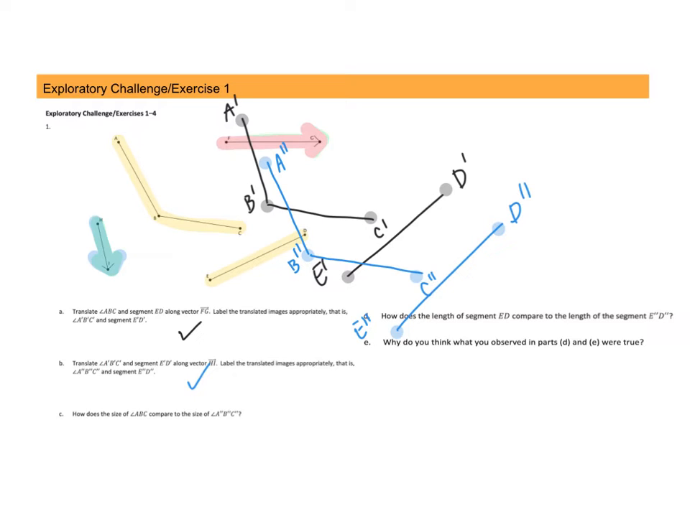It says, how does the size of angle ABC compare to A double prime, B double prime, C double prime? So if we look at our original angle right here, highlighted in green, and then our second prime image, although this is not to scale, you should be able to tell that they are the same size. Okay, so go ahead and write that down. And then it says, how does the length of segment ED compare to E prime, D prime? So this length, and I'm off a little bit, it's the same size as well.